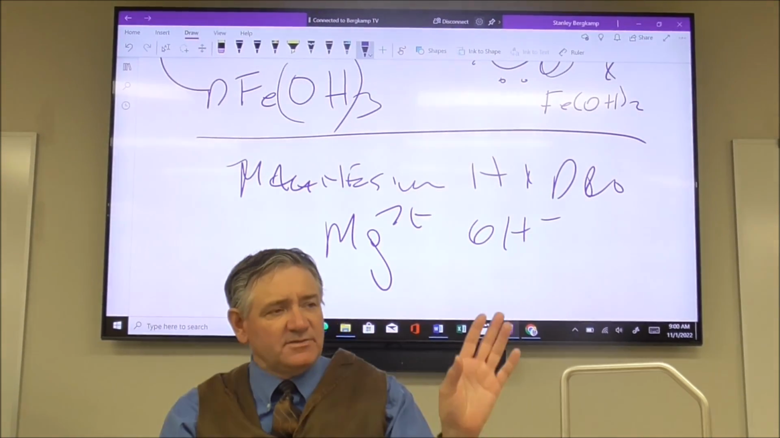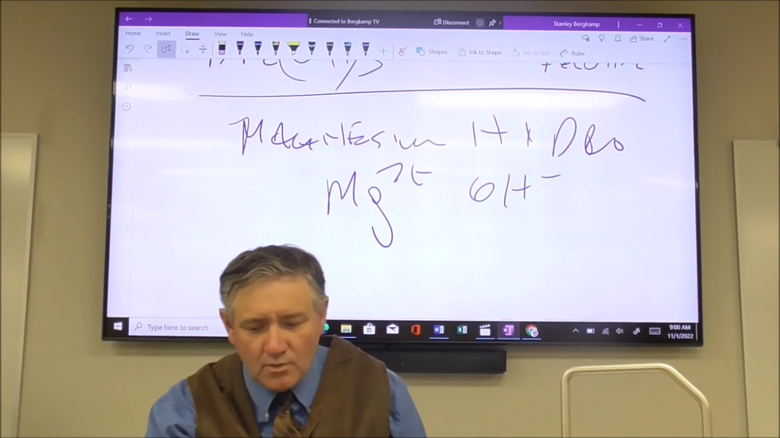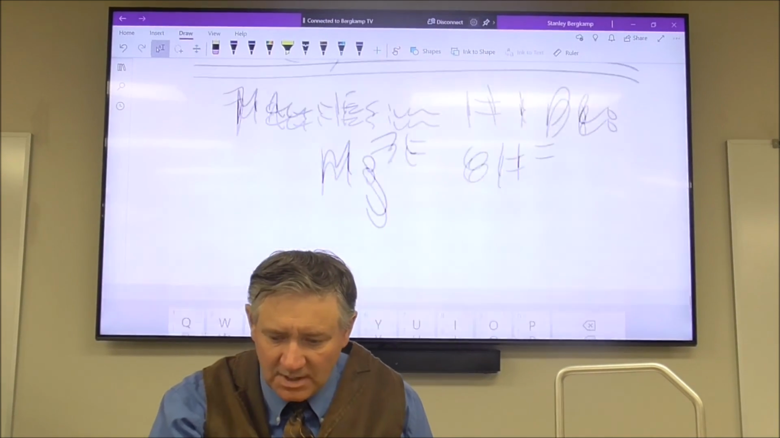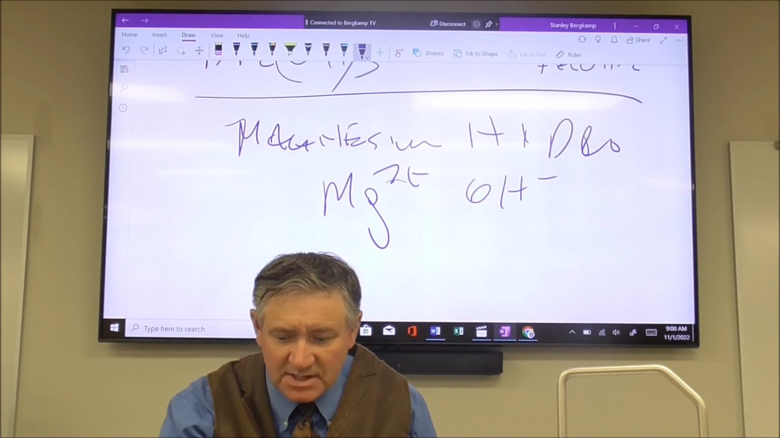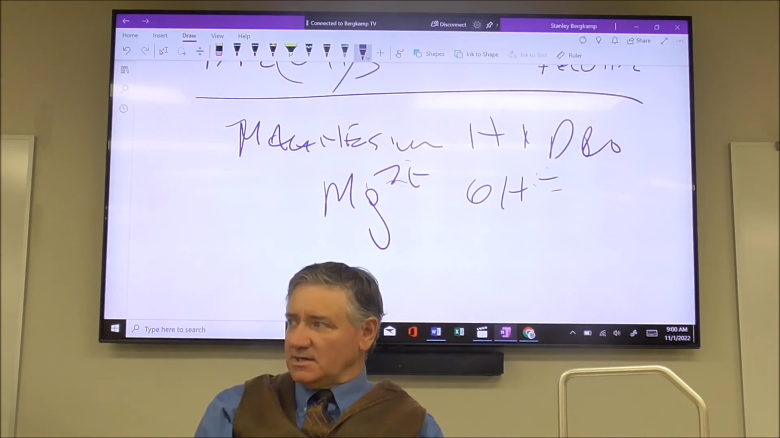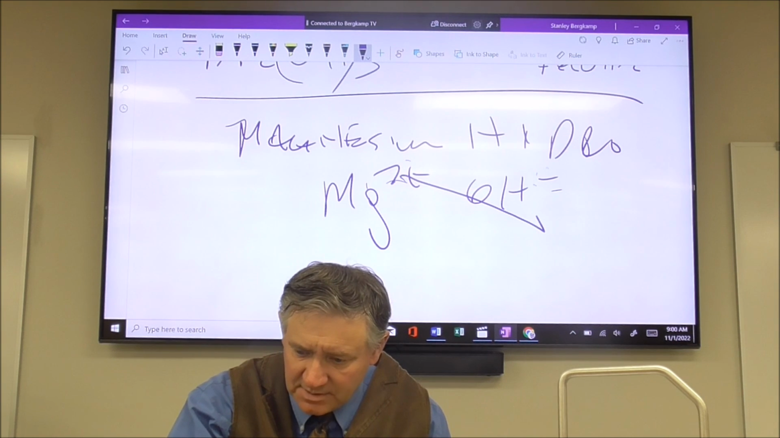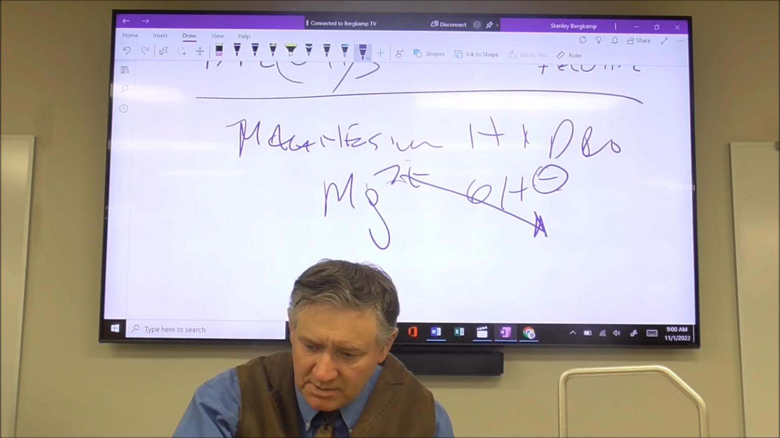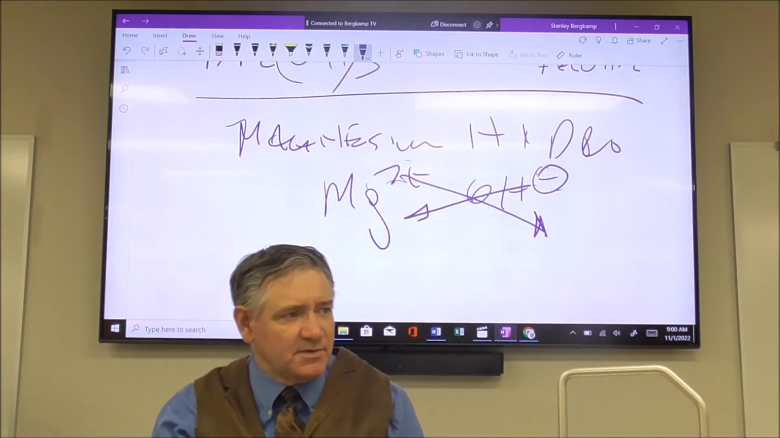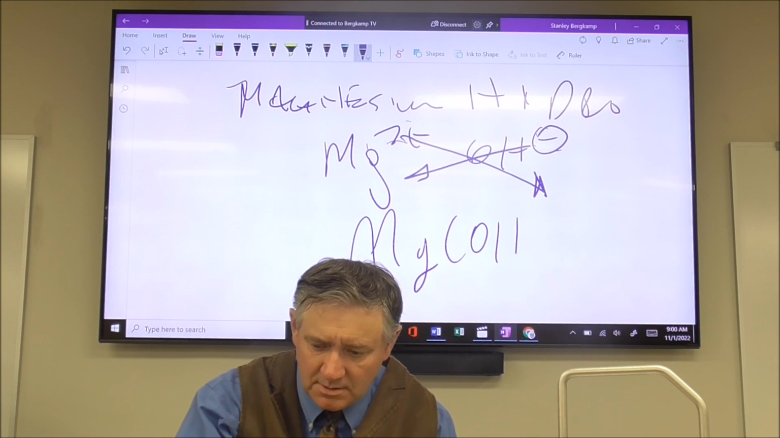If I ask you to write the formula for magnesium hydroxide, here's what you're going to do. Write out the formulas: Mg, you put the oxidation state up here, and then you take the oxidation state of the hydroxide up there, which is 1 minus. Then you do this cross step. You bring this 2 down here, you take that 1, and bring that over here. And it just becomes Mg(OH)2.